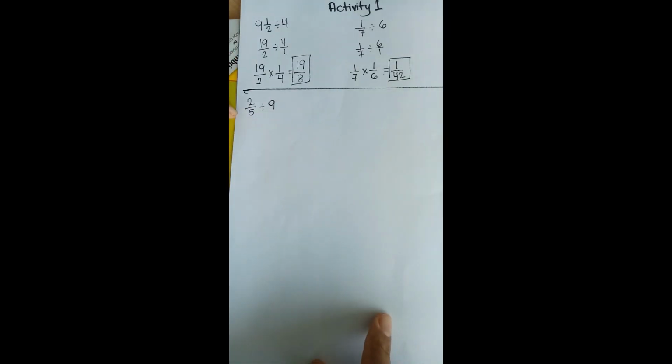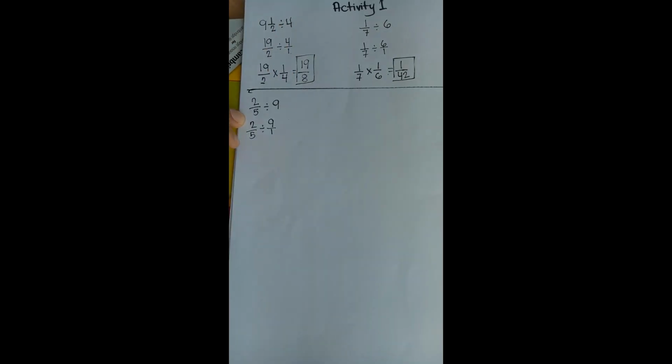Next problem, 2/5 divided by 9. Convert the whole number to a fraction. Flip one of the fractions and change the sign to times. Multiply numerators and denominators. Now we have this answer. Check if we need to simplify. No, so this is our simplified answer, 2/45.